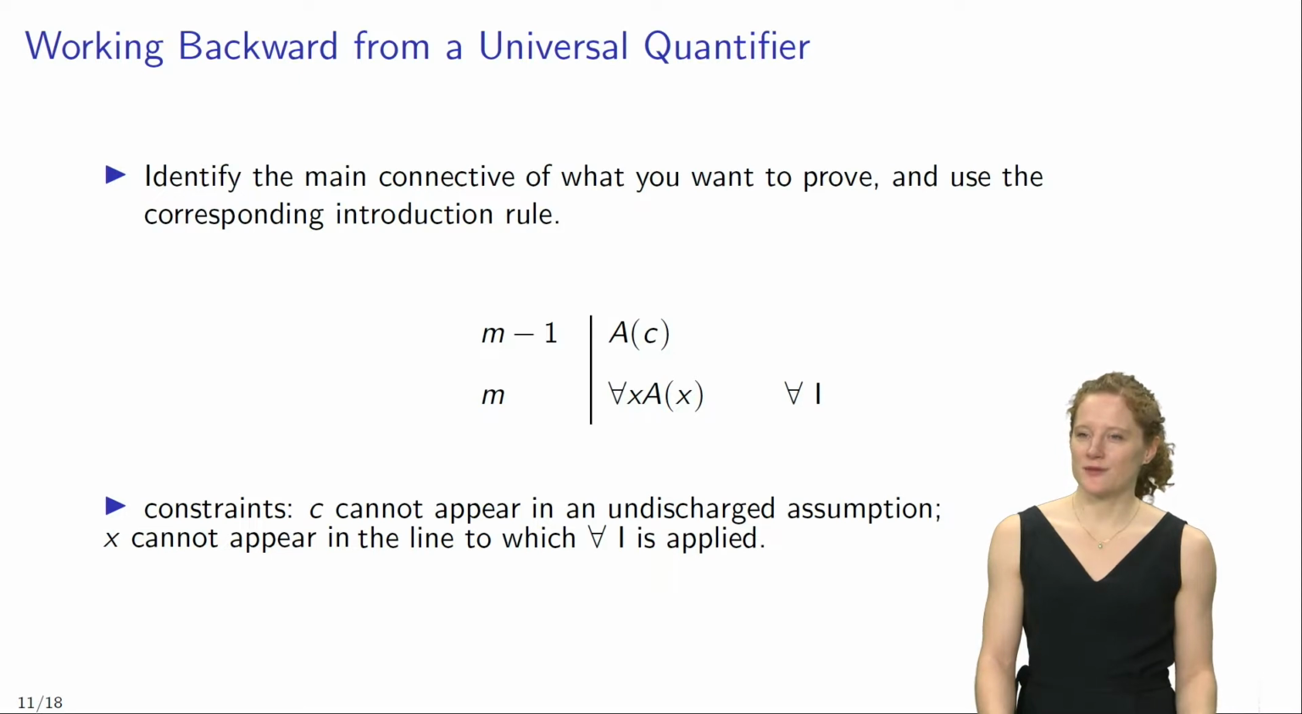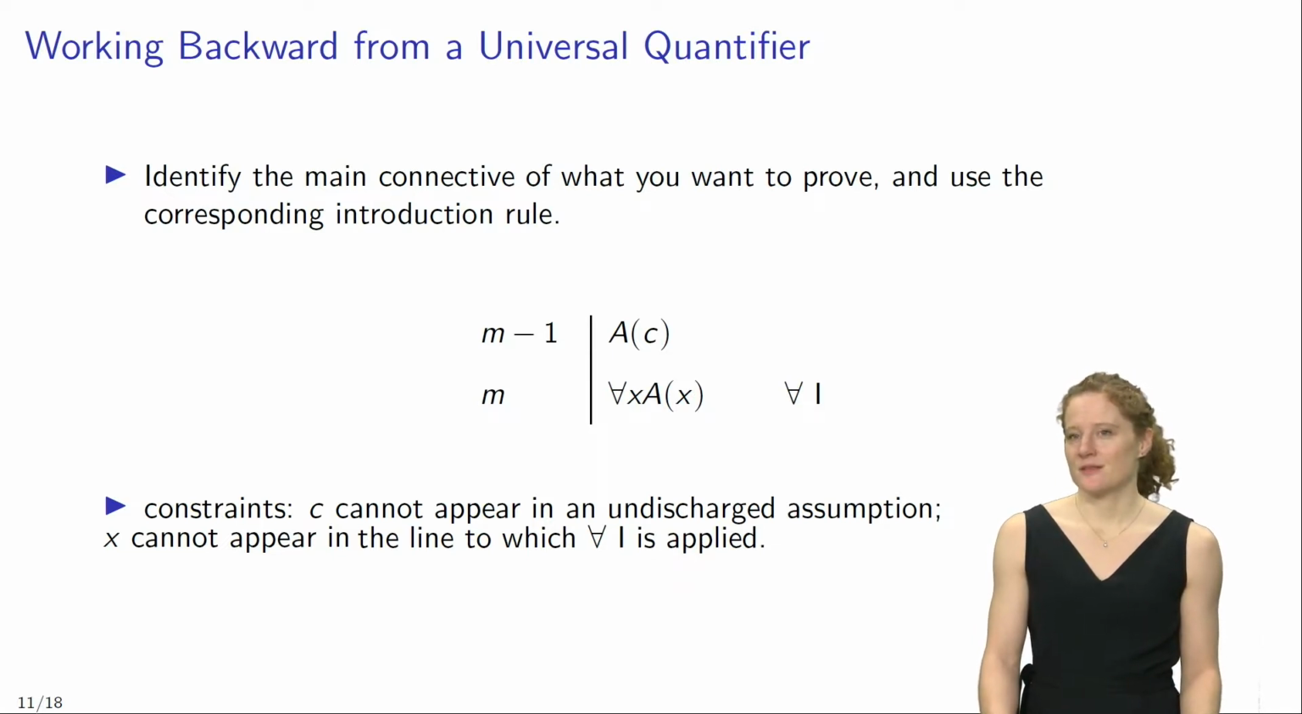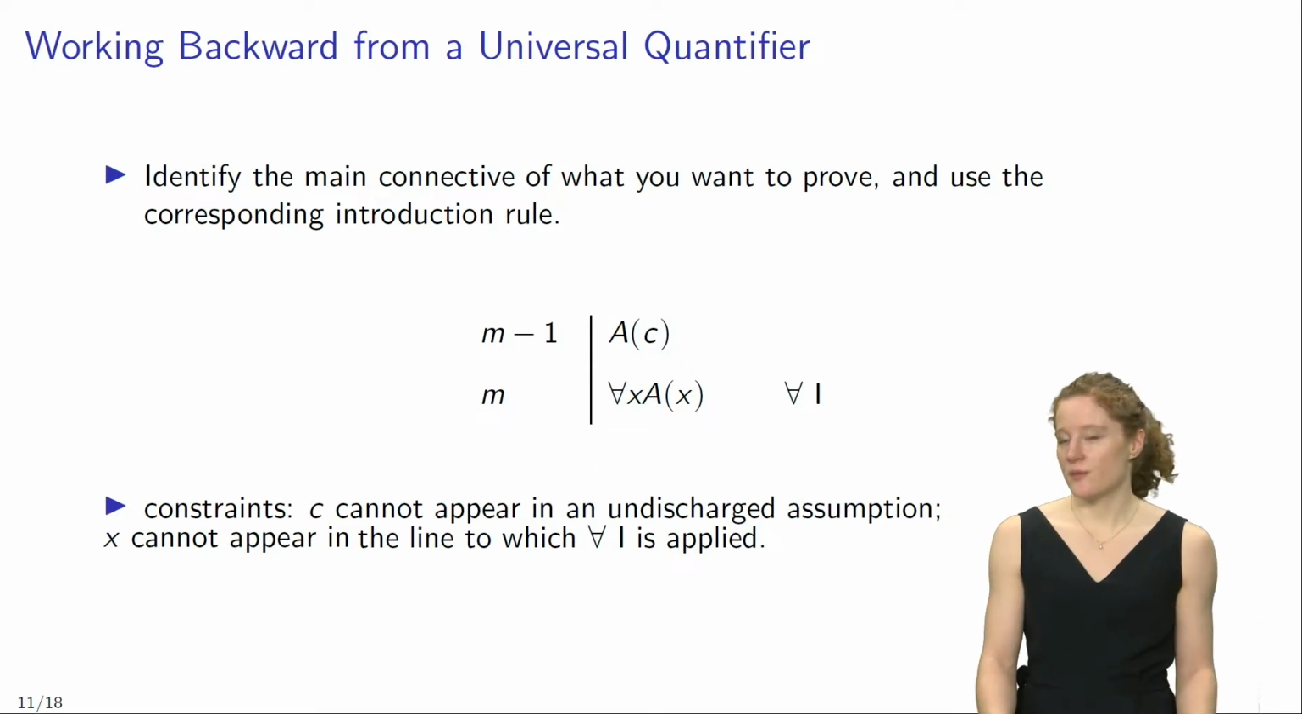Suppose that you want to prove a universally quantified sentence of the form for all x, Ax. Now, backward planning suggests to identify the main connective of what you want to prove and to then use the corresponding introduction rule for proving this sentence. In this particular case, that means that if in line m you have the sentence that you want to prove, for all x, Ax, then you should try to prove the sentence Ac, where c is a name, since that would then allow you to infer for all x, Ax using universal introduction.